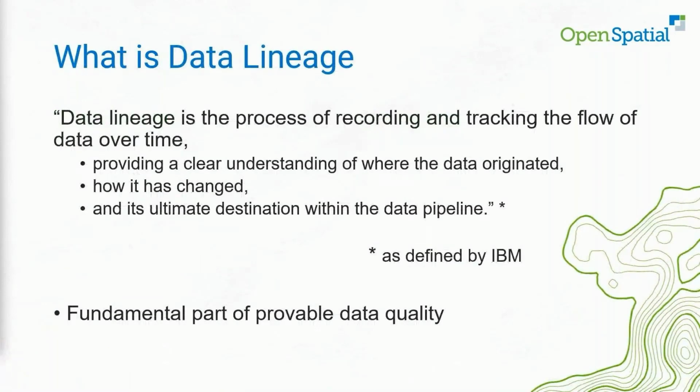So what is data lineage? Data lineage is the process of recording and tracking the flow of data over time, to provide a clear understanding of where the data originated, how it has changed, and its ultimate destination within the data pipeline. That's IBM's definition of lineage in one of their products. Our part of that is that lineage is a fundamental part of your provable data quality, and that's why we've got this entire process in place.